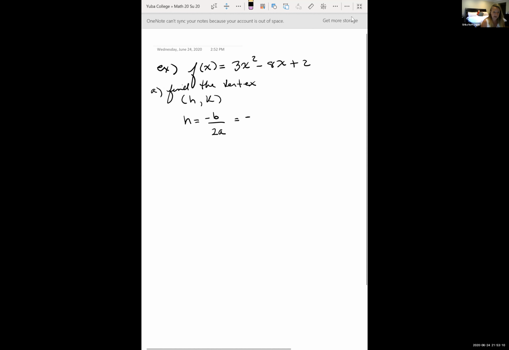So our b value is negative 8, so negative of negative 8, all over 2 times a, which is 3. So this is positive 8 over 6, which reduces to 4/3. Okay, so I know the x value of my vertex is 4/3, and I want to figure out what the y value of my vertex is, which is k.